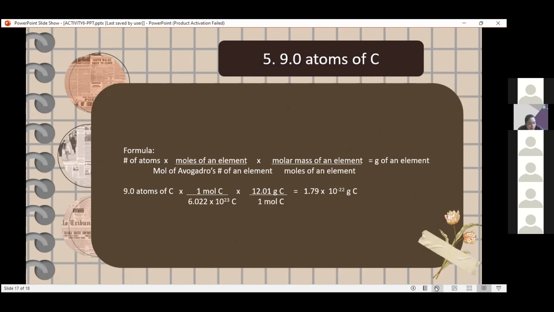Next is 9.0 atoms of carbon. So 9.0 atoms of carbon times 1 mole of carbon divided by 6.022 times 10 to the power of 23 carbon, times 12.01 grams of carbon divided by 1 mole of carbon equals 1.79 times 10 to the power of negative 22 grams of carbon.